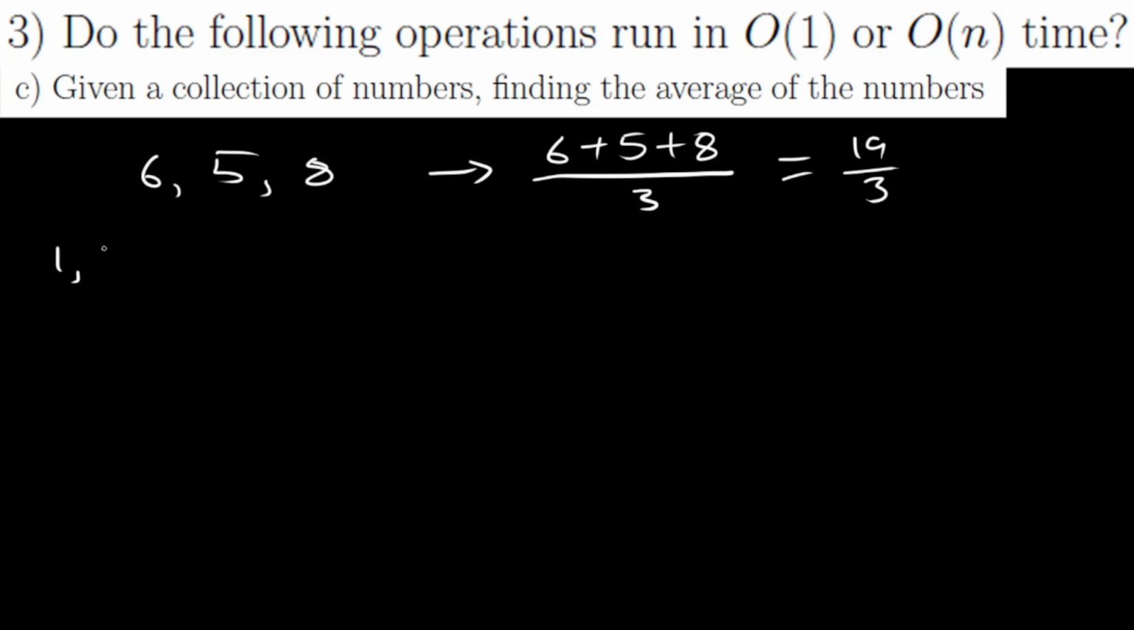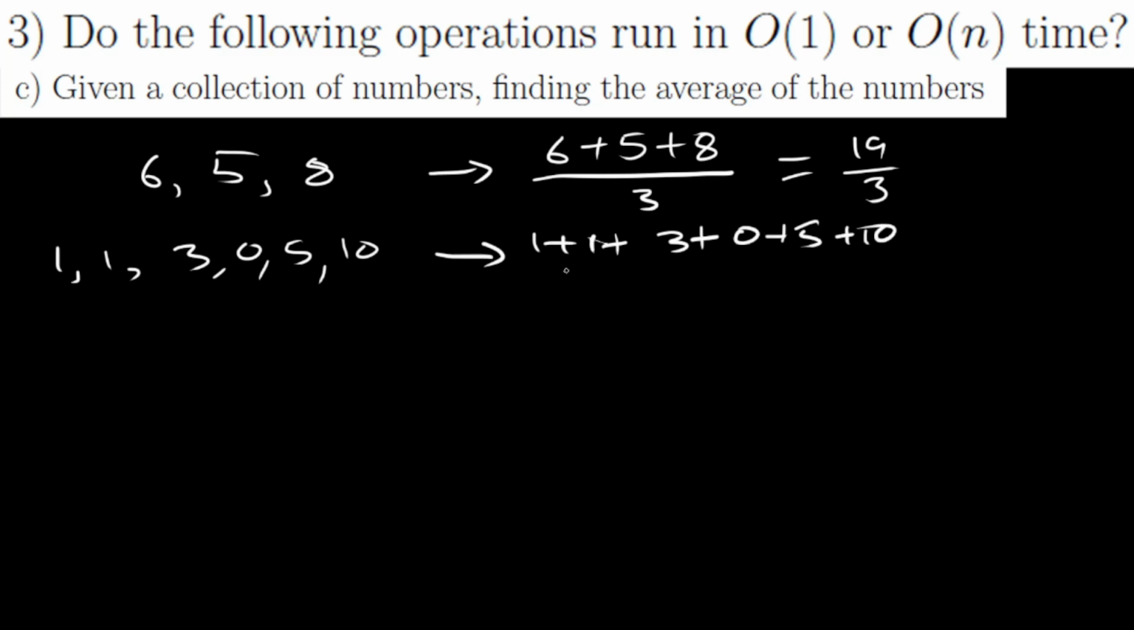But let's say I had more numbers, right? Well, to find this average, I need to add up all those different numbers, so that's more operations, right? The amount of operations will depend on how many numbers we have, and we have 6 in total. And if you do the math, you'll see this works out to 10 over 3. But the point is that there are more operations, right?